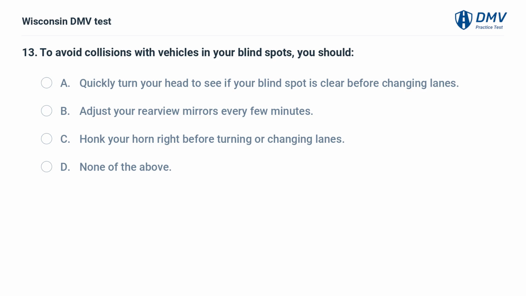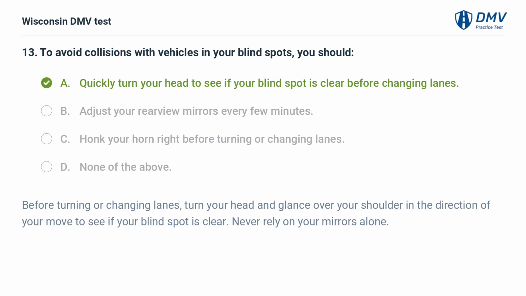To avoid collisions with vehicles in your blind spots, you should: A. Quickly turn your head to see if your blind spot is clear before changing lanes. B. Adjust your rearview mirrors every few minutes. C. Honk your horn right before turning or changing lanes. D. None of the above.